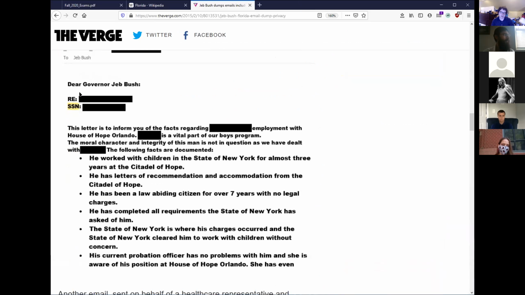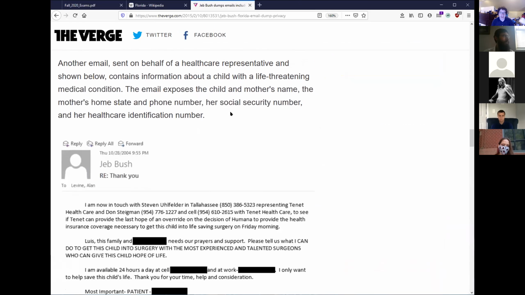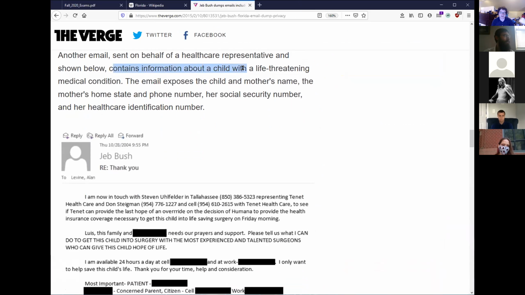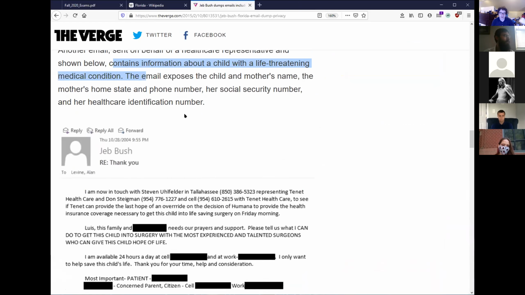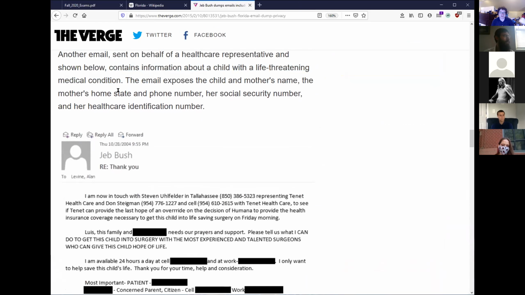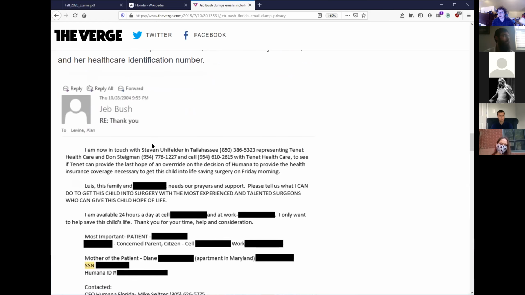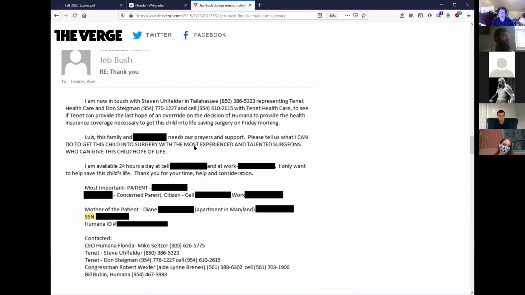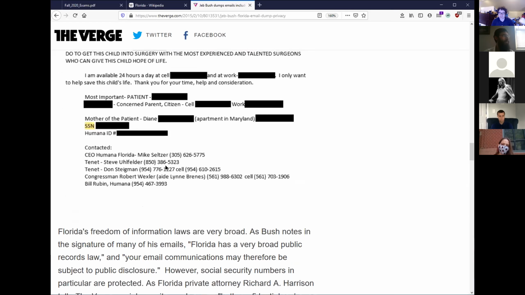Dear Governor Jeb Bush, RE, here's my social security number. This is regarding employment at House Hope of Atlanta. Blank is a part of our boys programs. We have dealt with this person, right? Another email, on behalf of a healthcare representative, contains information about a child with a life-threatening medical condition: home state, phone number, social security number, healthcare identification number. Again, it's all about, can you please help us get this child into surgery so that we can save this child's life, right? Reasonable things that desperate people do, like, please help me, right?